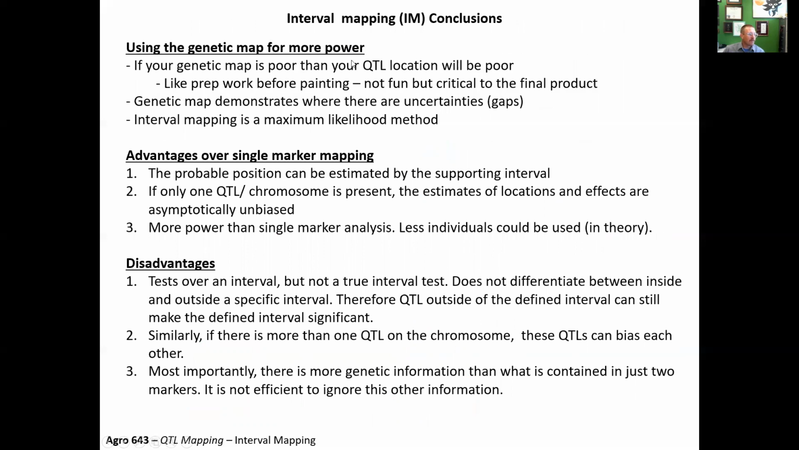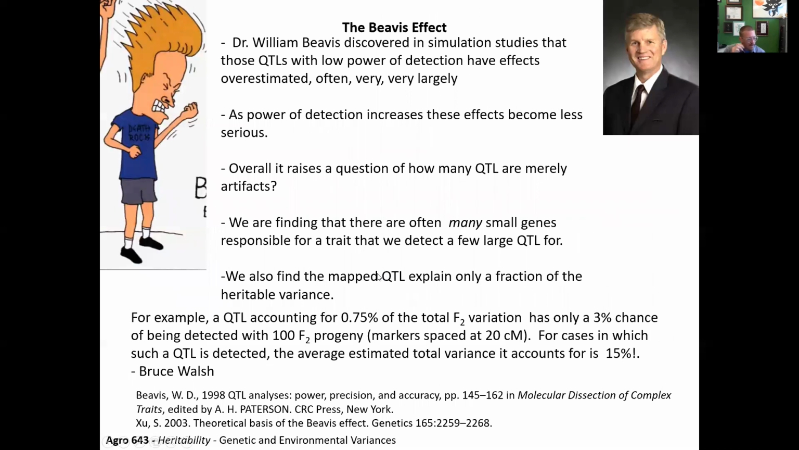So the interval mapping, the main advantage is it's using the genetic map, which combines additional types of information to give us more power. But there's a lot of problems with this, and I don't want to go into the specifics here. There is a famous study by Bill Bevis called the Bevis effect. He came up with something that is now referred to as the Bevis effect, again with simulation studies. And what he showed is that the QTL with a low power detection have effects that are often really overestimated, especially in F2 populations and in small populations.